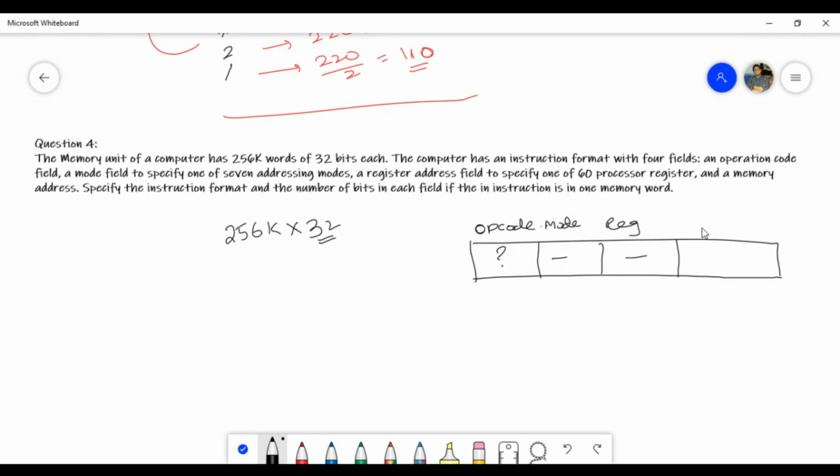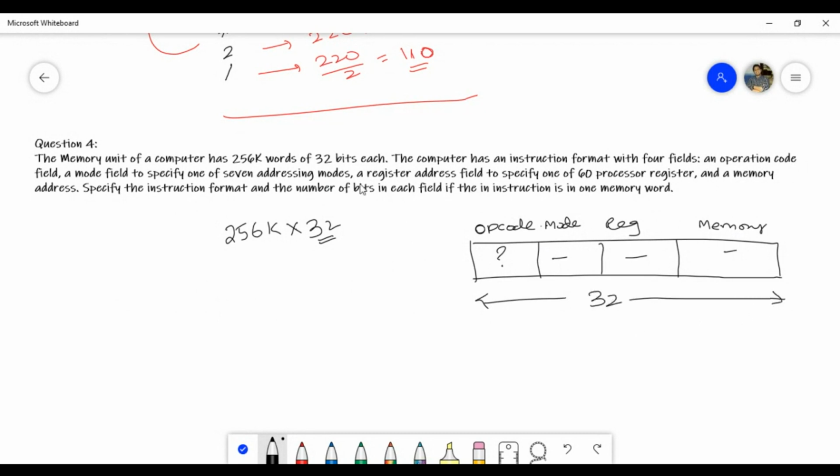And the last is the memory address, which is given. So we have to find the opcode field. What is the size of this? This is 32.